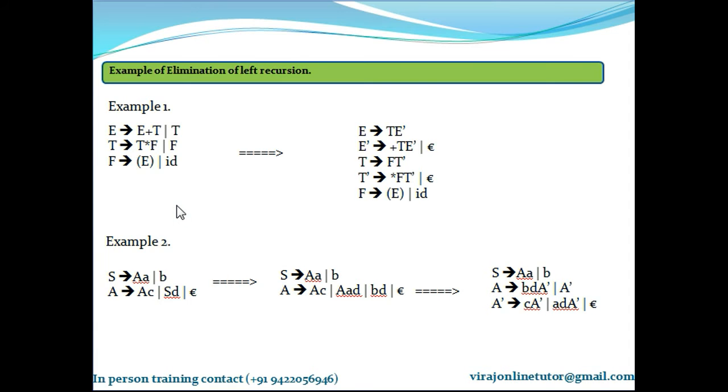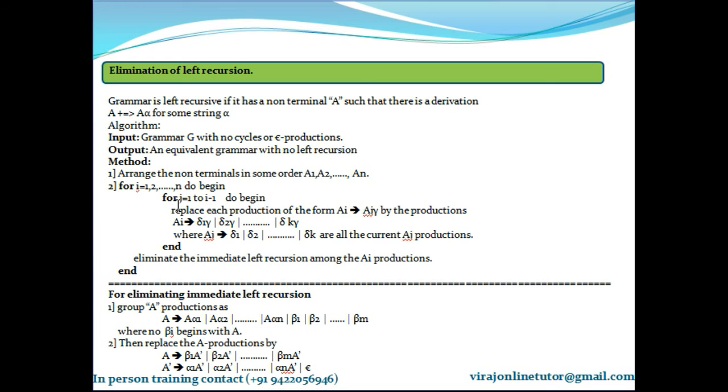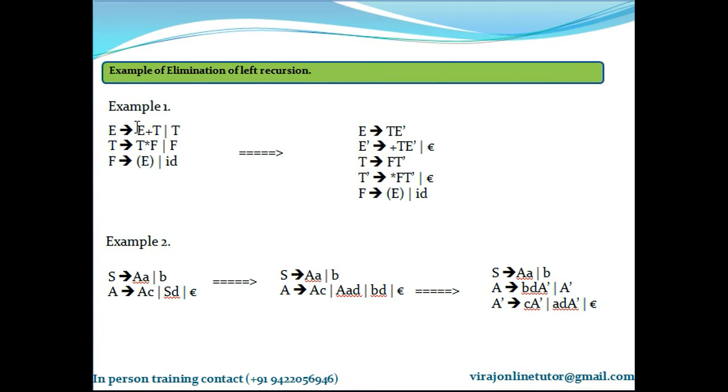So how to eliminate the direct left recursion? If I compare with the formula that I showed, what did I say? Group all the productions which start with A in one group, and all which do not start with A in another group. So let's do that. Here I need to group all the productions which start with E in one group and all the productions which do not start with E in another group. Since there are only two productions, one starting with E and one not, it's already grouped.